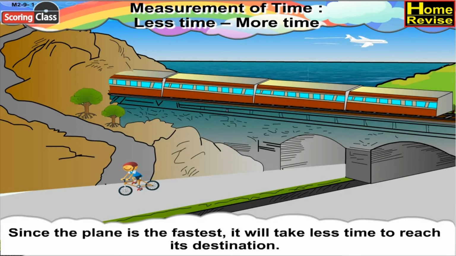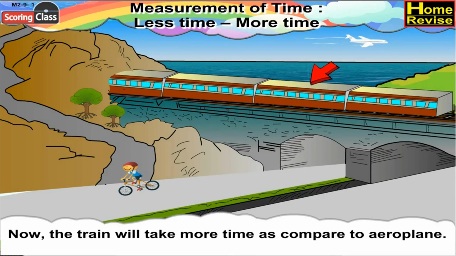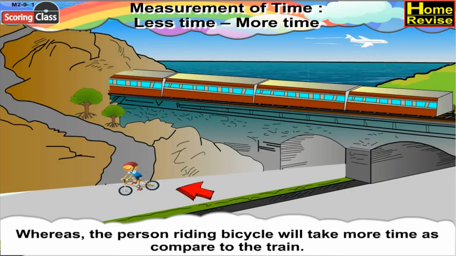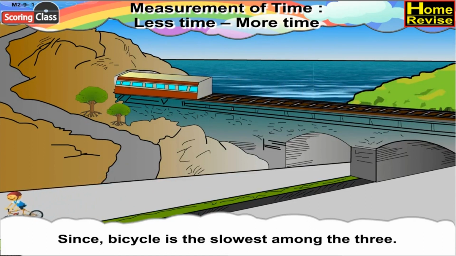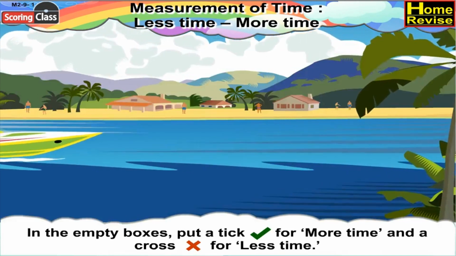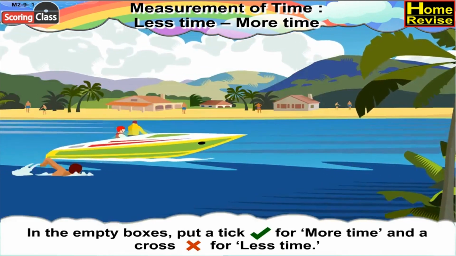Yes, since the plane is the fastest, it will take less time to reach its destination. Now the train will take more time as compared to the aeroplane, whereas the person riding the bicycle will take more time as compared to the train, since the bicycle is the slowest among the three. Alright. Now in the empty boxes, put a tick for more time and a cross for less time.